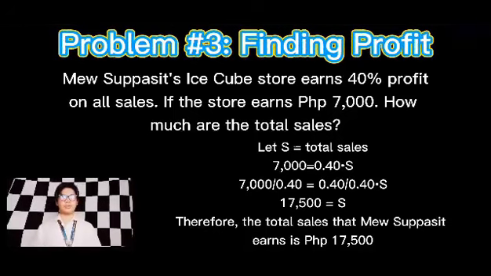So to remove 0.40 here, we need to divide the whole equation by 0.40. So cancel 0.40, and 7,000 divided by 0.40 is 17,500 pesos. So therefore, the total sales that Musupasit's earns is 17,500 pesos.